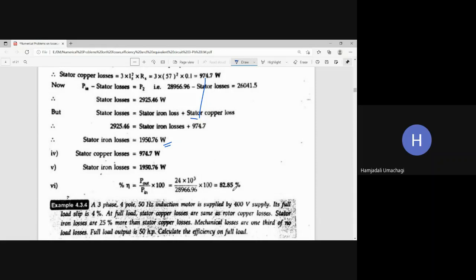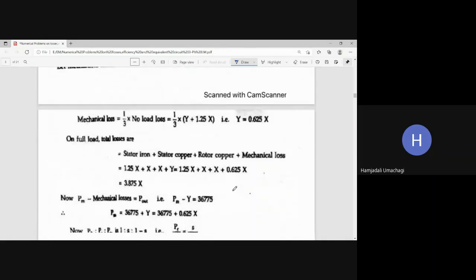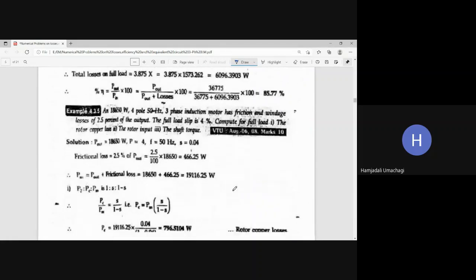Then after this we will solve one more problem based on the losses and efficiency of the induction motor. This is also one of the important numerical problems which is frequently asked a number of times. So let us see the problem on the losses and efficiency of three-phase induction motor.